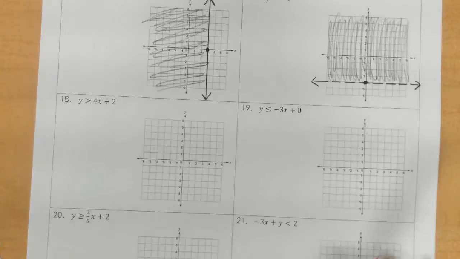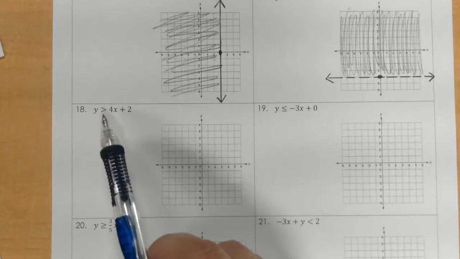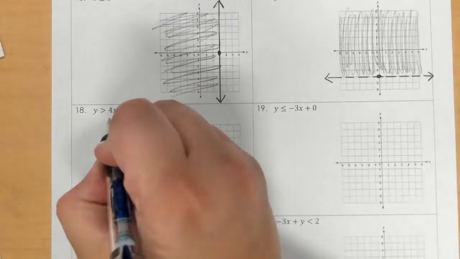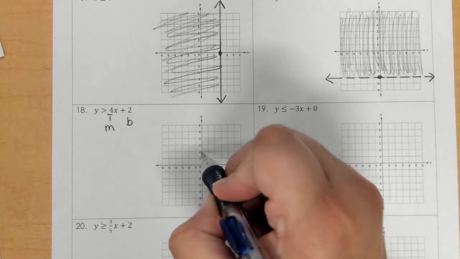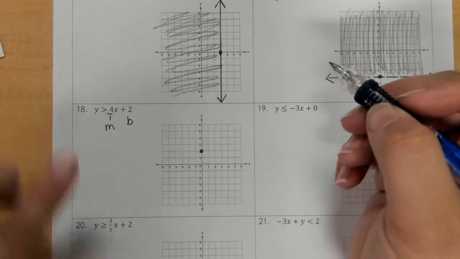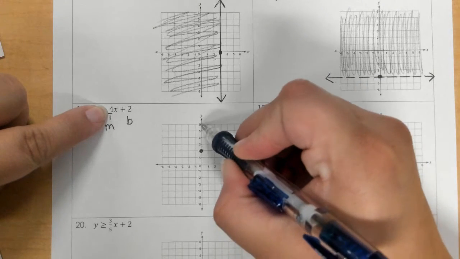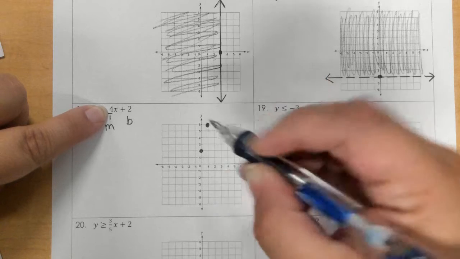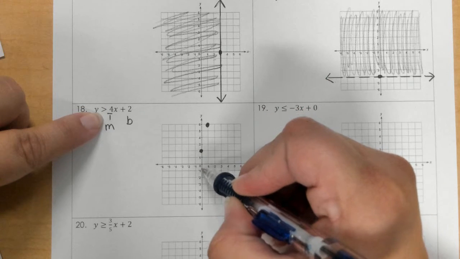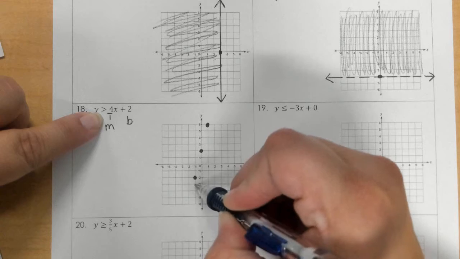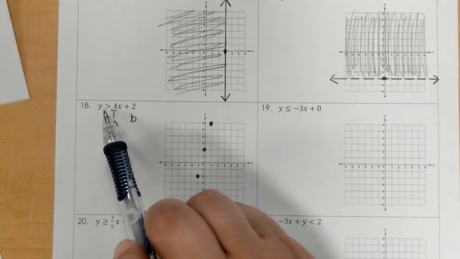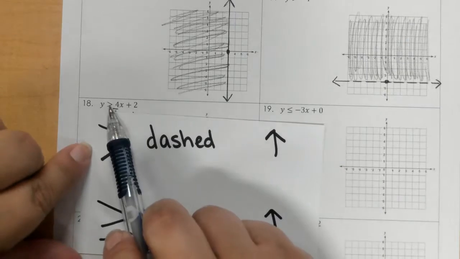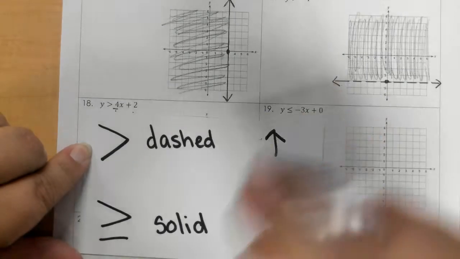Okay. In number 18, this inequality is in slope-intercept form. So this is our slope. This is our y-intercept. So we start at 2. And we're going to rise 4, run 1. We're also going to go down 4, left 1. Okay, so we look at our greater. We have a greater than symbol. So greater than is dashed and shading above. So I'm going to dash that line.